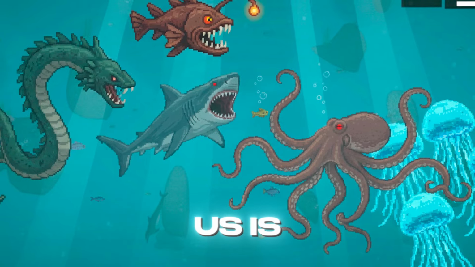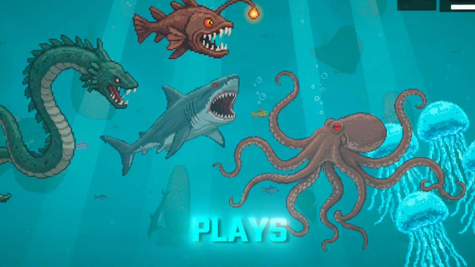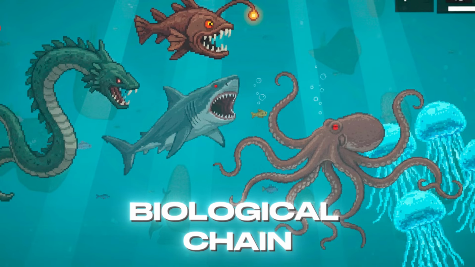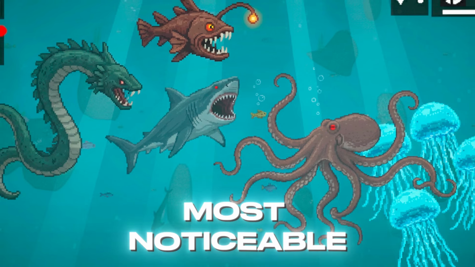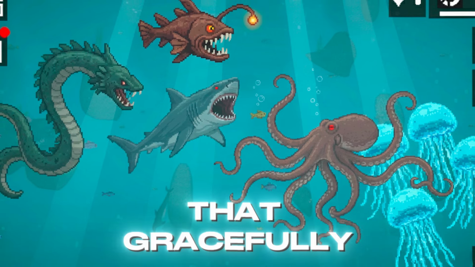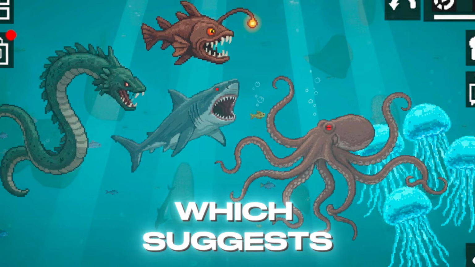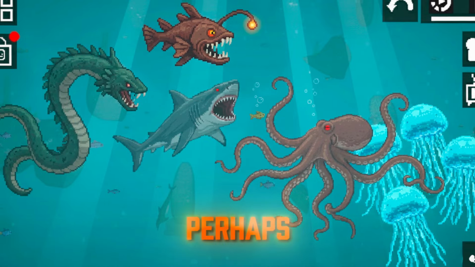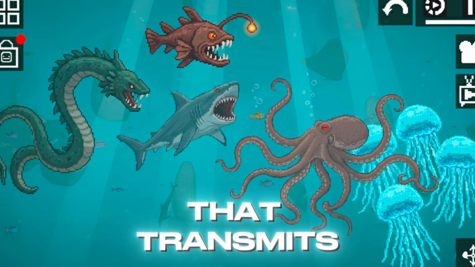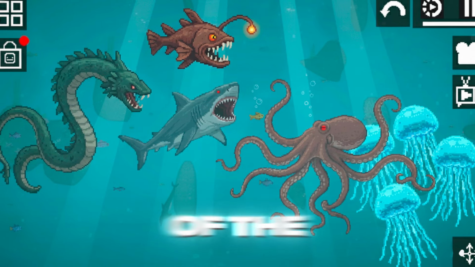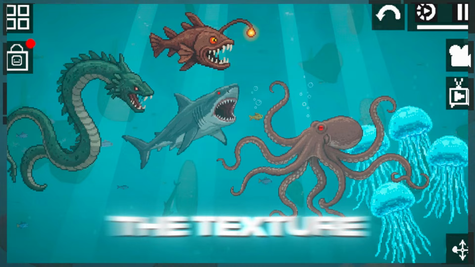What we see before us is not just a set of sprites, but a complex closed ecosystem where each monster plays its sinister role in the biological chain created by invisible developers and experimenters. Let's start with the most noticeable one, a huge sea serpent that gracefully curves on the left side of the frame. Its scales have a strange metallic sheen, which suggests its artificial origin. Perhaps it is not a living creature in the usual sense, but a biomechanical cable that transmits data from the server core to the deeper layers of the map, and its teeth are only needed to dispose of failed Melon models that have come too close to the texture border.